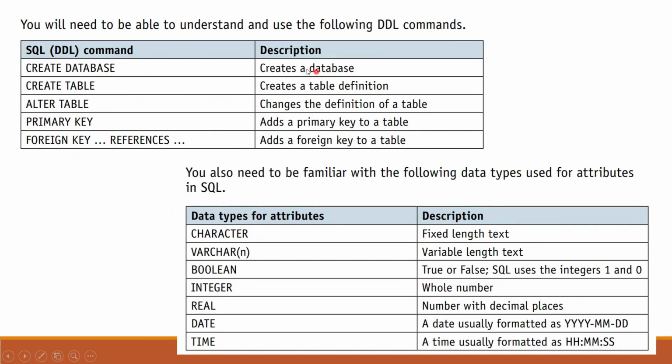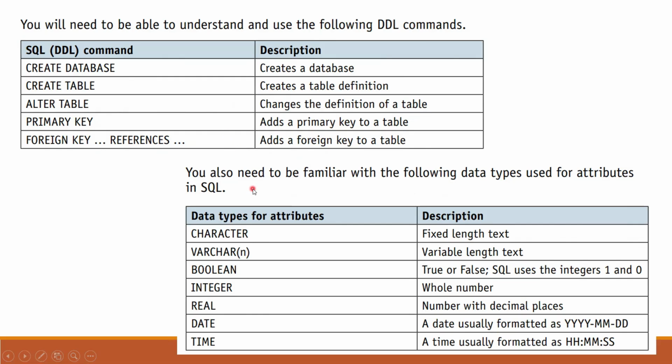First, if you want to create a database, the command is create database. To create a table, the script is create table. If you want to modify the table or change the definition of the table, alter table. If you want to set or add a primary key to a table, primary key. If you want to add a foreign key to a table, foreign key, the field, and references the other table and its field.